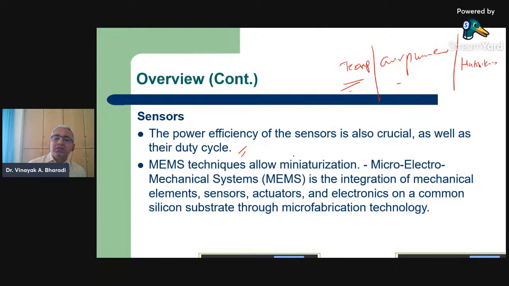So yes, these sensors also consume certain electricity, certain current, certain power. It should be properly managed. And MEMS is special. There are techniques that minimize the size of sensors, optimize the power consumption, and make your sensors more and more accurate, and that can be used for your WSN deployments.